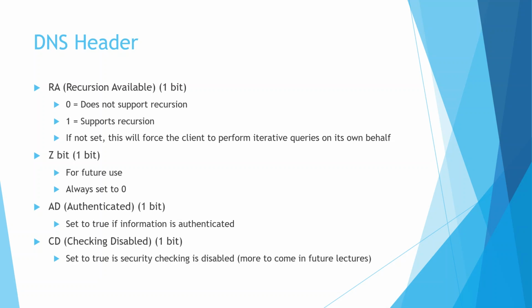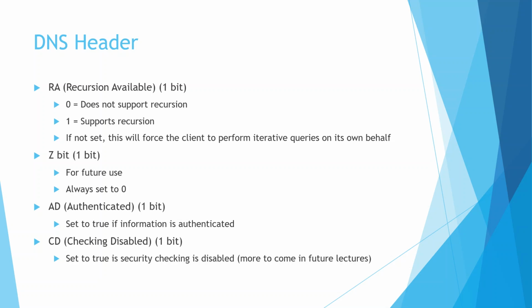So recursion available, again, is 1 bit. 0 does not support recursion, and 1 supports recursion. If this is not set, this will force the client to go and do iterative queries on its own behalf. Then we have the Z-bit. This is 1 bit that's used for future use. Right now, it's always set to 0.